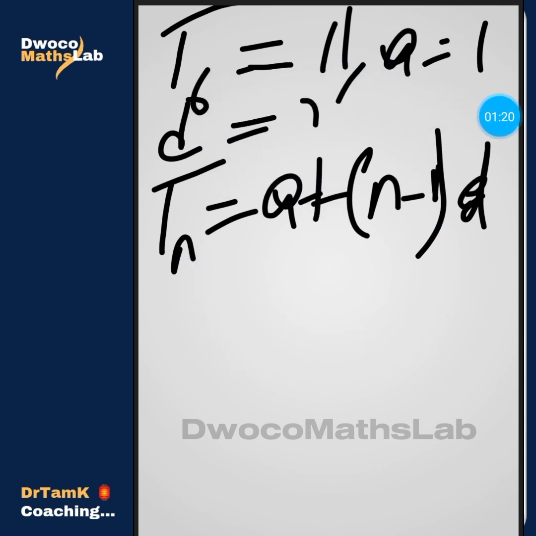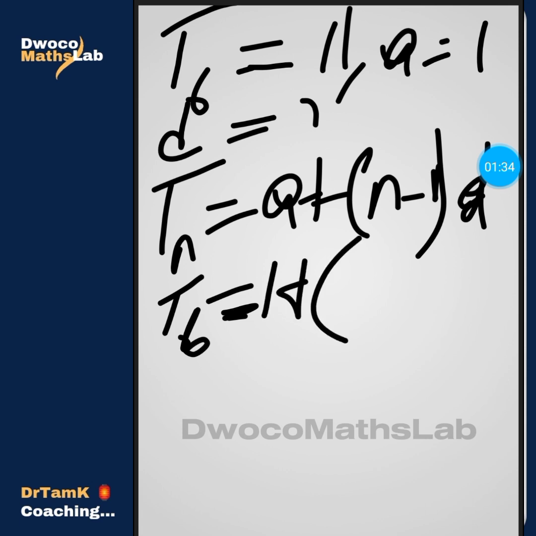The sixth term is 11, so we're going to write T6. T6 is equal to 11, right? The first term is 1, so go to the place of A and write 1 plus the n. The n is going to be 6, the sixth term, so that is 6 minus 1.